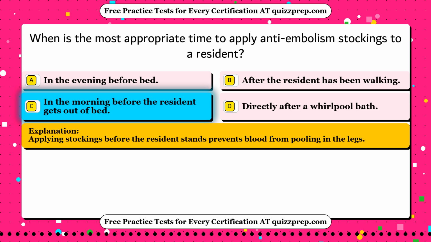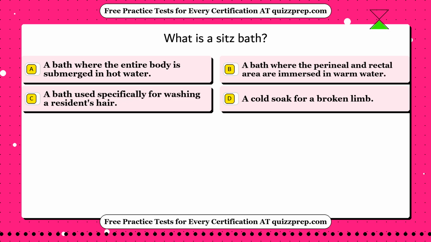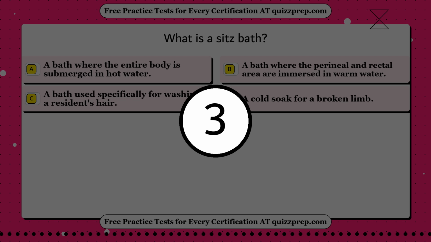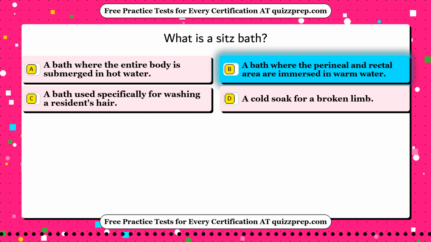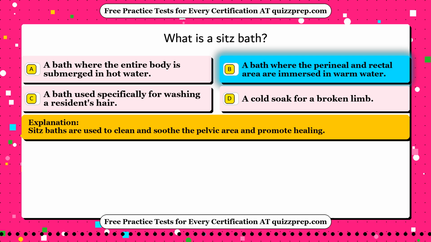Question 74. What is a sitz bath? Option A, a bath where the entire body is submerged in hot water. Option B, a bath where the perineal and rectal area are immersed in warm water. Option C, a bath used specifically for washing a resident's hair. Option D, a cold soak for a broken limb. The correct answer is option B. A bath where the perineal and rectal area are immersed in warm water. Sitz baths are used to clean and soothe the pelvic area and promote healing.